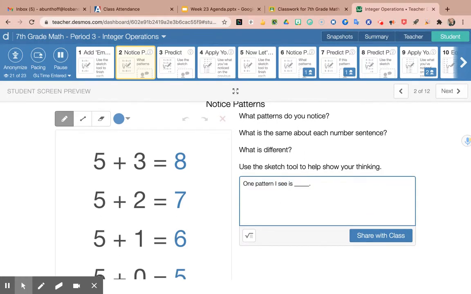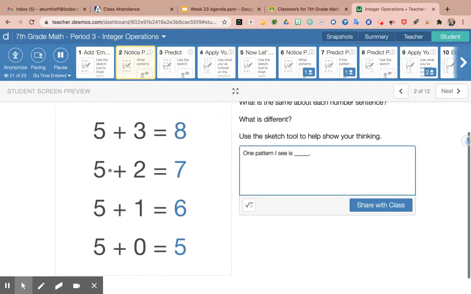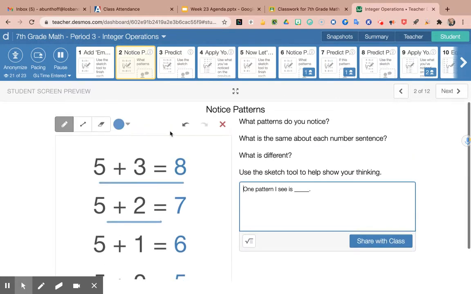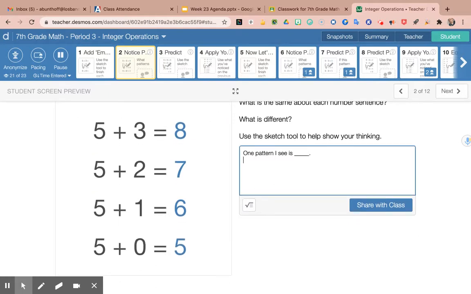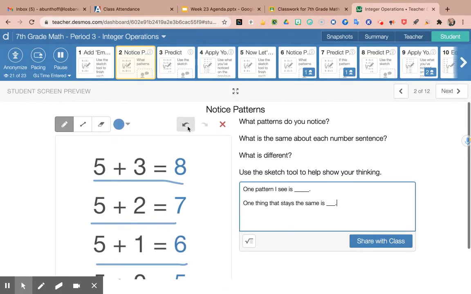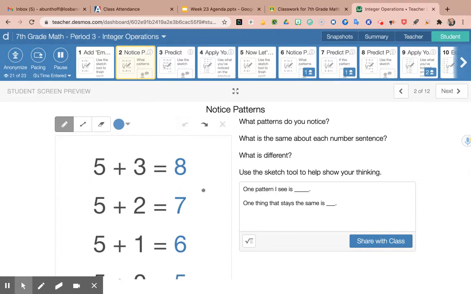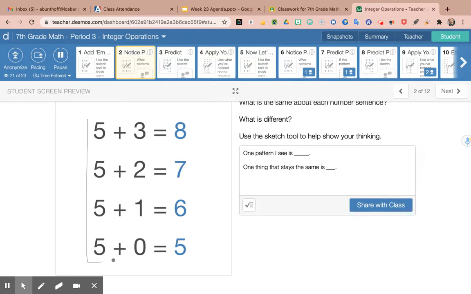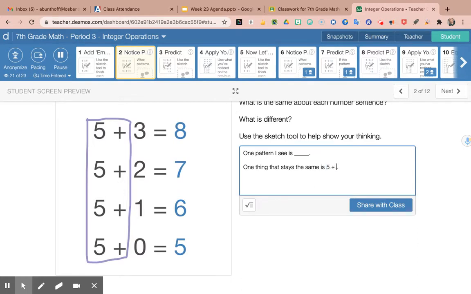The next question is, what is the same about each number sentence? So once I go from one to the next, what stays the same? So you can start your sentence with one thing that stays the same is. So something stays the same for each one. You can use the sketch tool if you want to show it. So maybe like changing the color. So for instance, one thing I see that stays the same is the 5 and the plus. So I could write 5 plus.